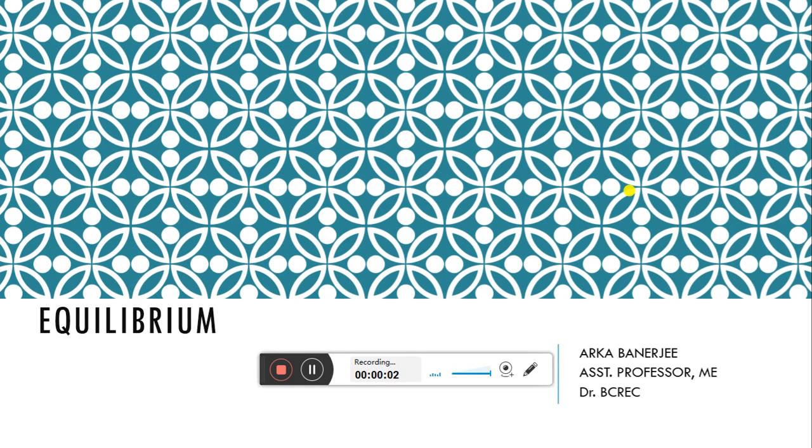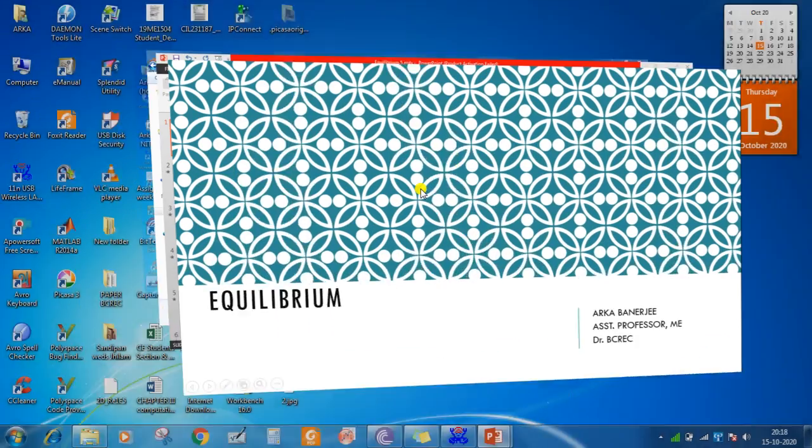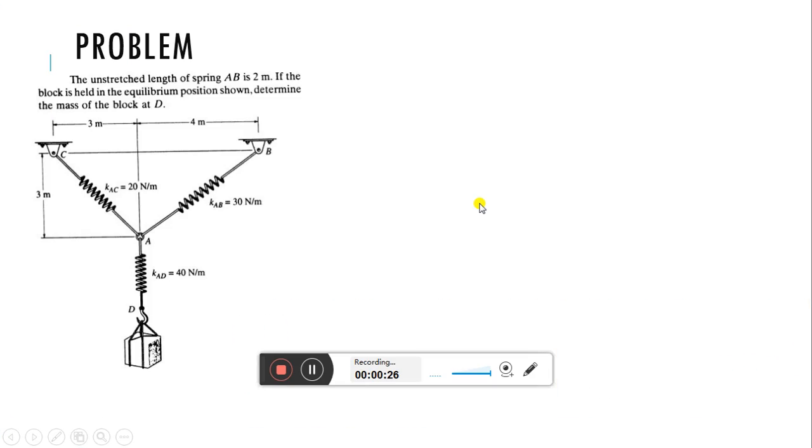So, everyone, today I welcome you to this class in which we will discuss some numerical problems on equilibrium from engineering mechanics. So, this is the first problem which you can see.